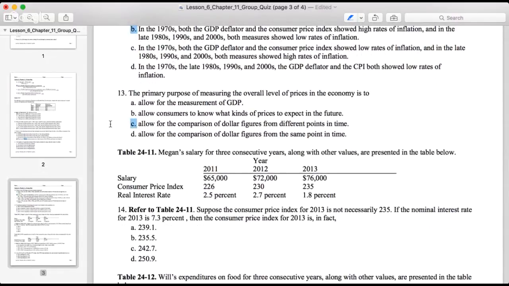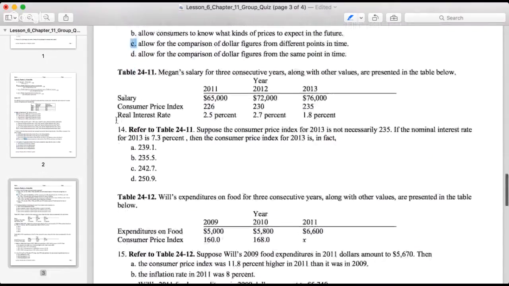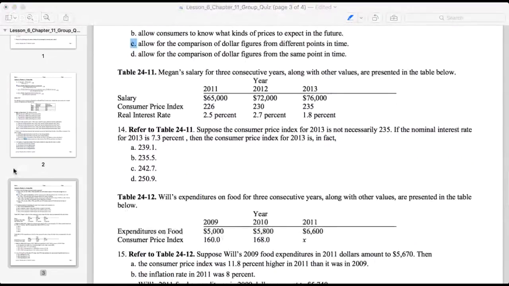Okay, 14. I had no idea. I didn't either. I need to circle the ones that we don't get so we can send them. I haven't answered this one yet. I tried, but I don't understand even where to begin when it says that the price index for 2013 is not necessarily 235.